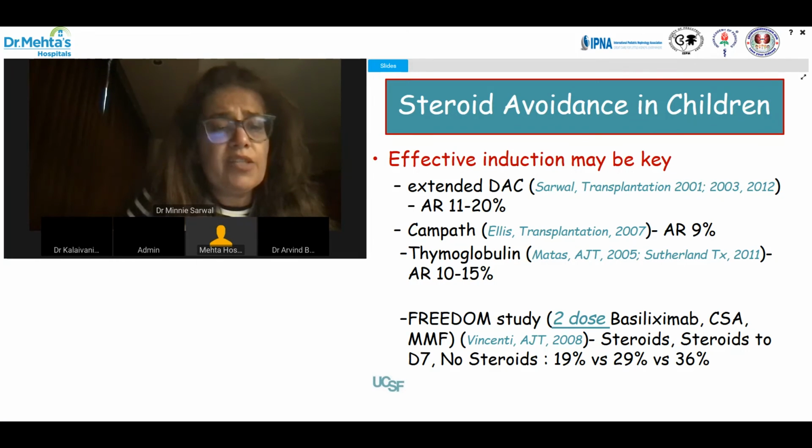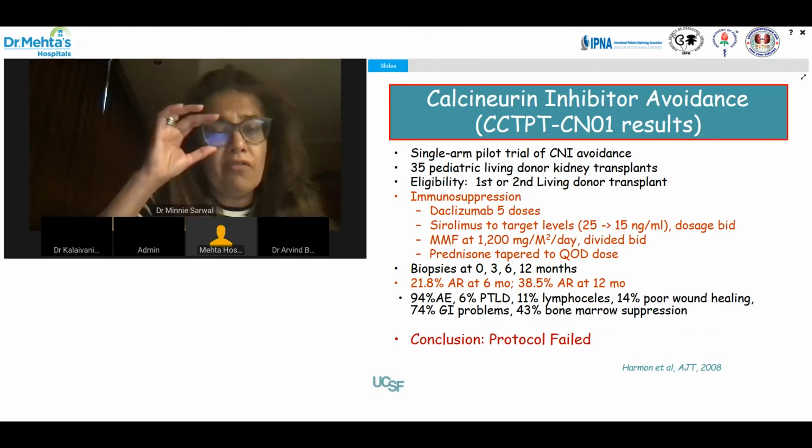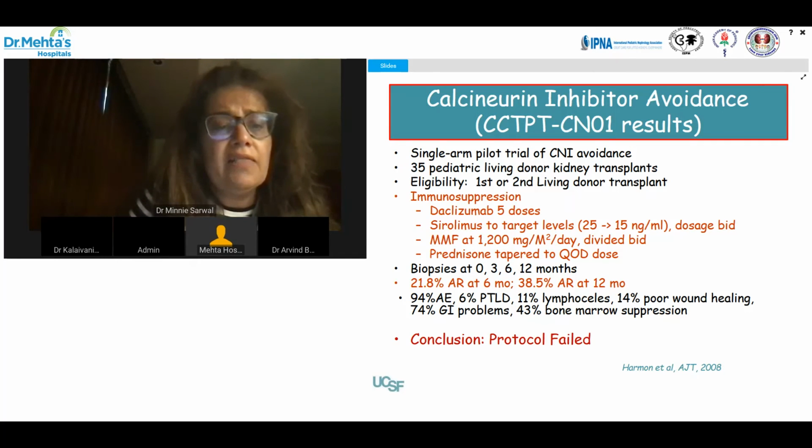So let's come to the next problem, which is one of calcineurin inhibitor toxicity for the patient. So if you look here, we can see that calcineurin inhibitor avoidance has been tried. This is actually a single-arm pilot trial of CNI avoidance that was done in 35 pediatric living donor kidney transplants. And you can see in this, they did the standard Occlusa. The trial was to use rapamycin and MMF, and then prednisone, which was tapered to every other day.